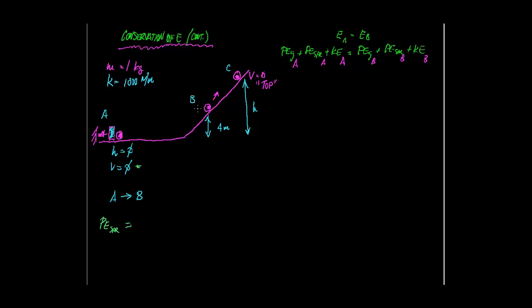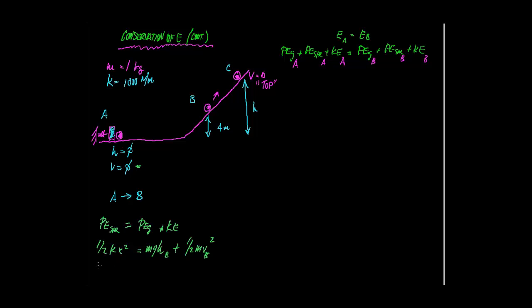Now, what kind of energy does it have at B? Well, it doesn't have a spring, so there's no spring energy. It is above the ground, so there is going to be some potential due to gravity. And we expect it is still moving, so it's going to have some kinetic. So I'll have half kx squared here equal to mgh at point B plus half m v_B squared.